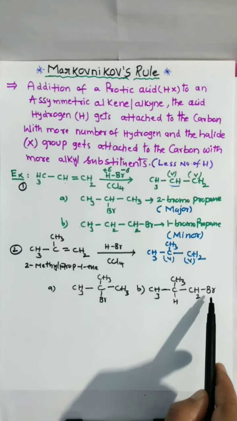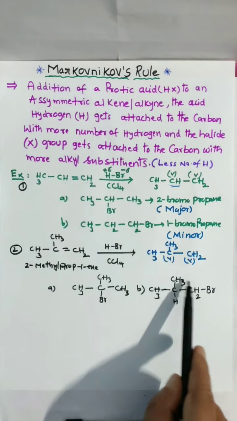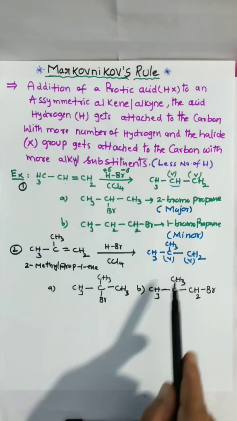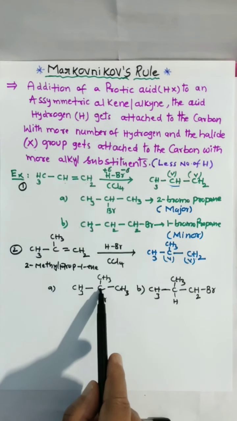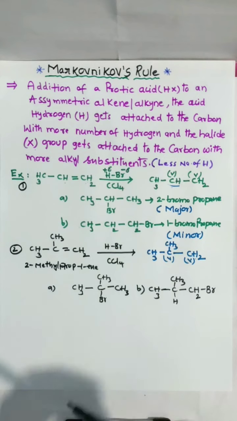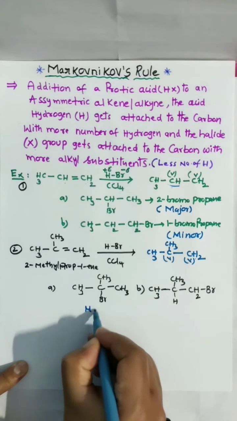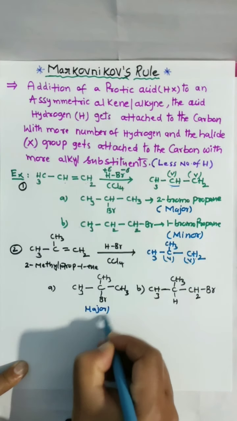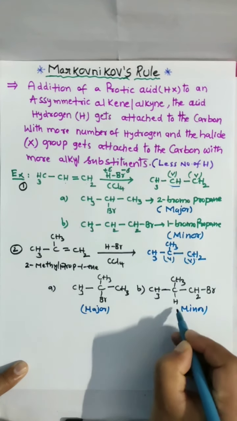See, this bromine is attached to this carbon. How many alkyl groups are there? This is total one alkyl group. Now come to here. This bromine is attached to this carbon. This carbon is attached with 3 alkyl groups. So the first one is the major product. The next one is the minor product. So this is major product and this is minor product.